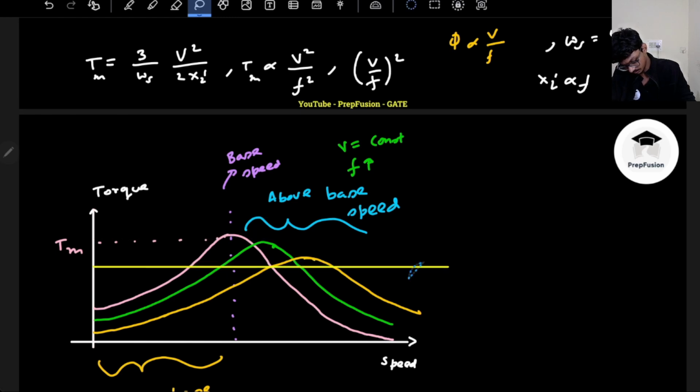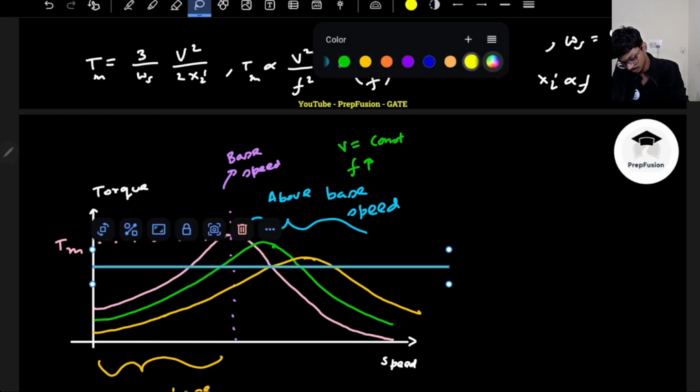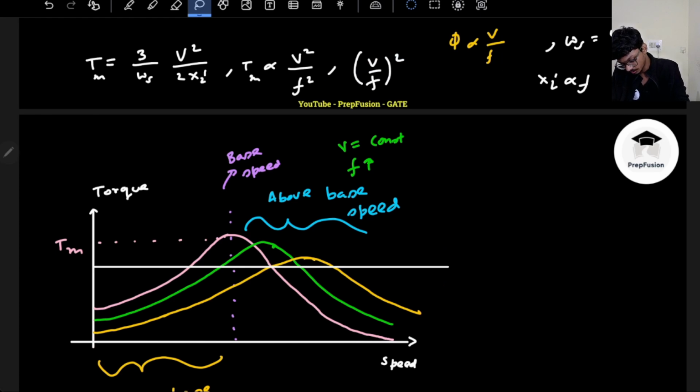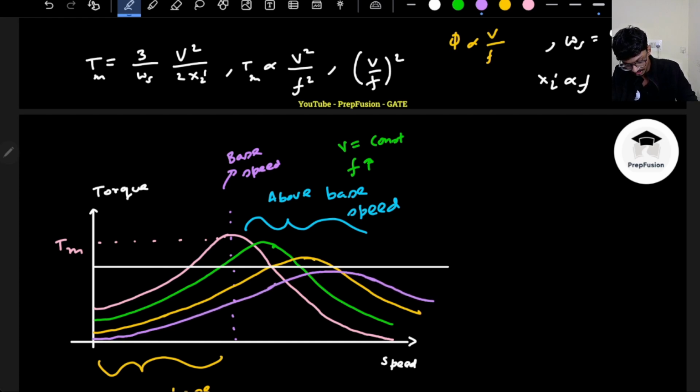What needs to happen? Mark it with white. Load torque must be equal to developed torque. So let's say if I keep on increasing the speed, and there comes a point where the load torque even goes below the maximum torque. So there is no intersection. So there is no point of stability.